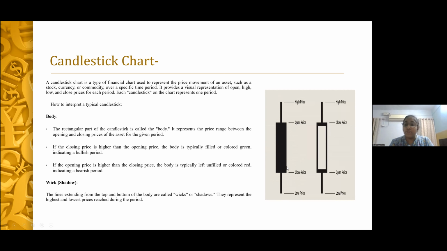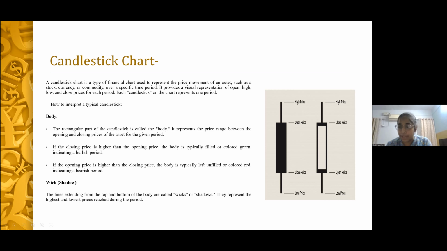Let us understand. If the closing price is higher than the opening price, the body is filled green, indicating a bullish period. So one can see that in the second one, the closing price is higher than the opening price, which gives us a green colored body, or if we have a black and white scheme, it just shows an empty body, which represents a bullish period. Whereas if the opening price is higher than the closing price, the body is filled or red colored, indicating a bearish period.